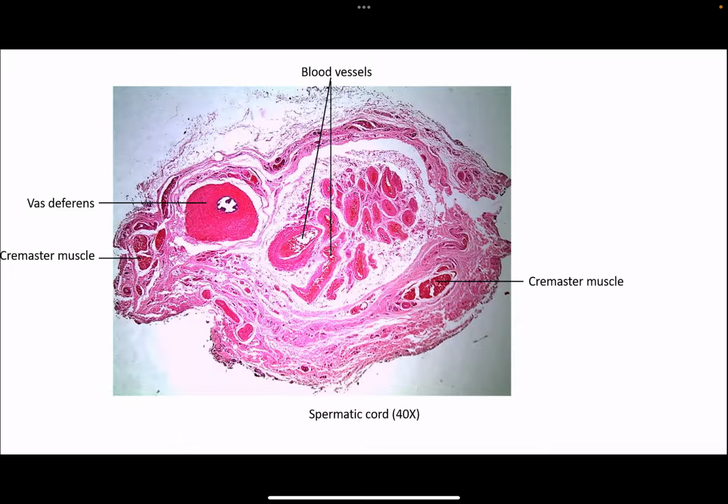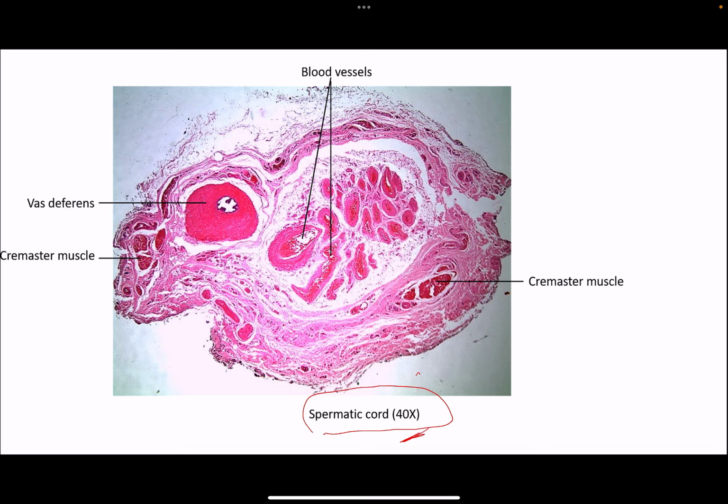Now we are going to look at the spermatic cord. This is a 400x magnification. What do you see in the spermatic cord? Spermatic cord connects the testes to the abdominal cavity, abdominal pelvic cavity, you can say.